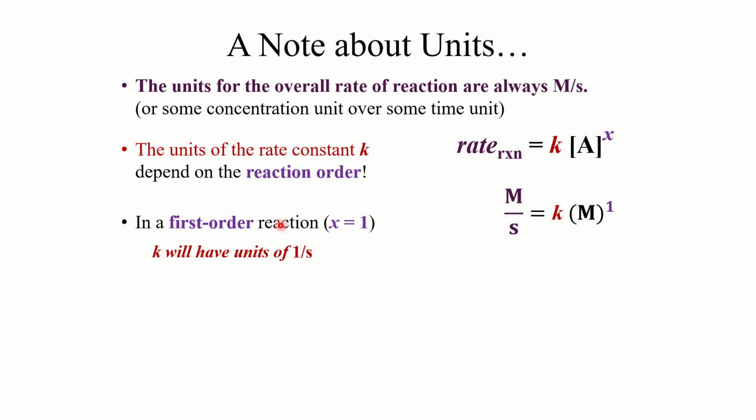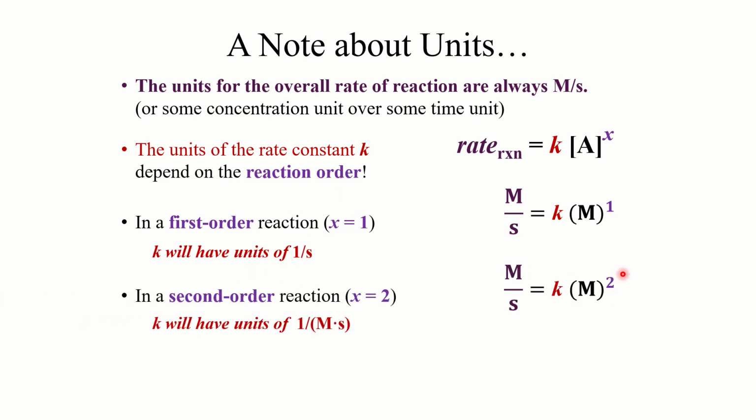So in a first order reaction, we're going to have molar over second here, and we're going to have just molar for our concentration. So K is going to have units of inverse seconds. If we have a second order reaction, so here if you have one reactant to the second power, again we have molar over second on the left side, molar squared on the right side, which means K is going to have units of inverse molar, inverse seconds.